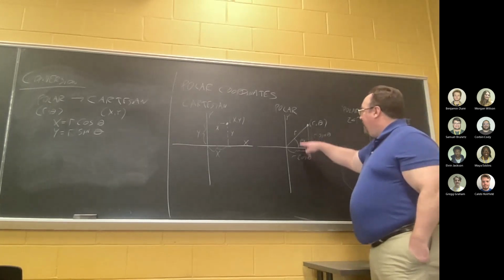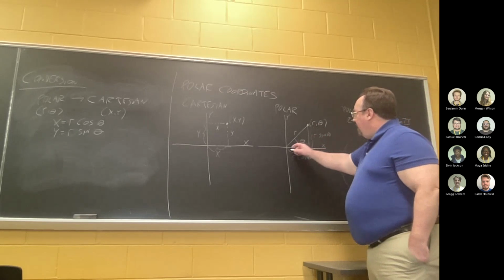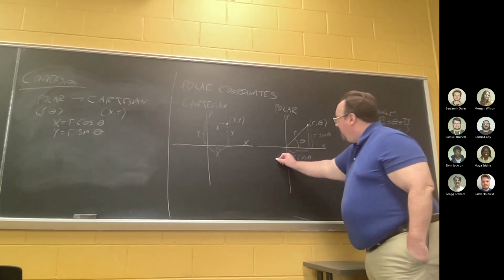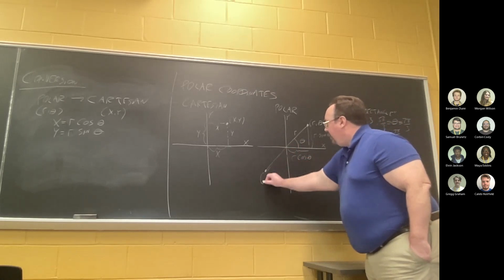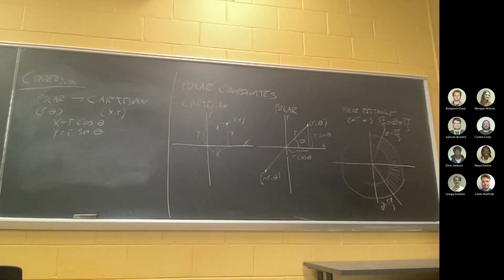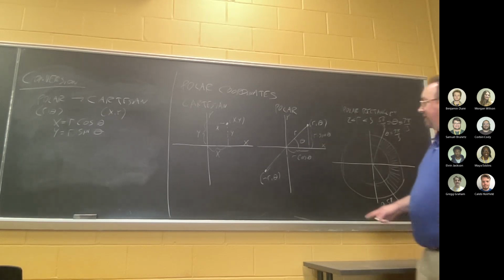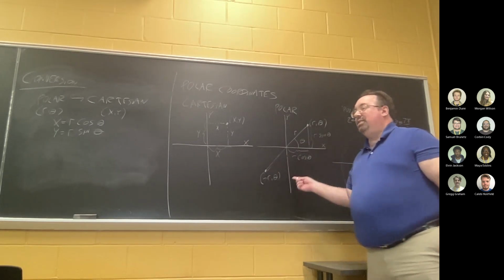If this is my angle theta, then this is the point (r, theta), and I could go the other way along this same line. So this would be the point (minus r, theta). That's something to be aware of, especially when graphing polar equations. But I could also represent this same point using a positive r value and a different angle.